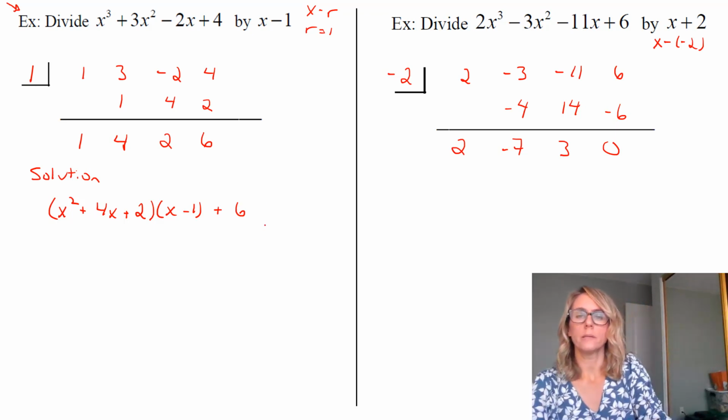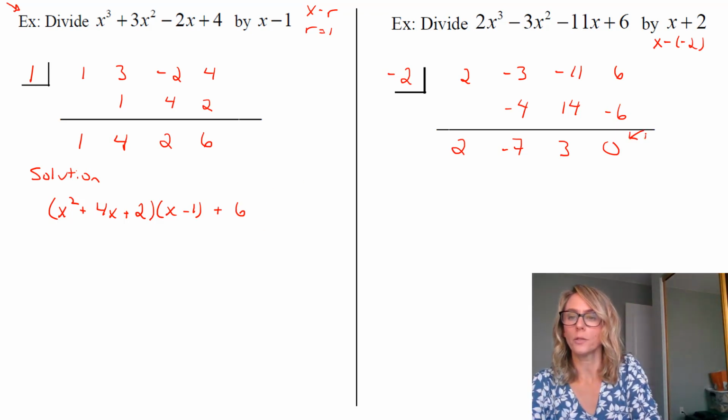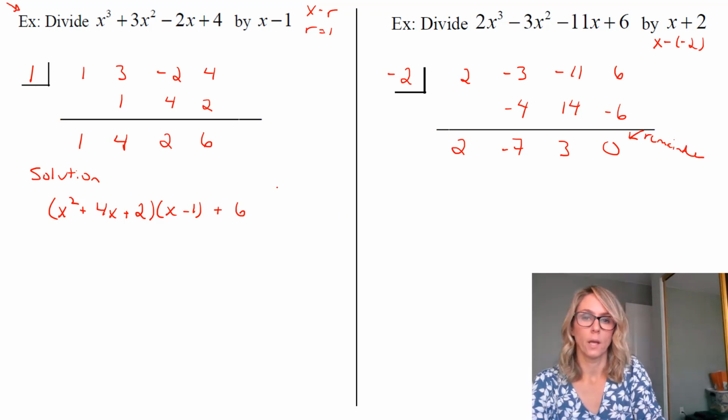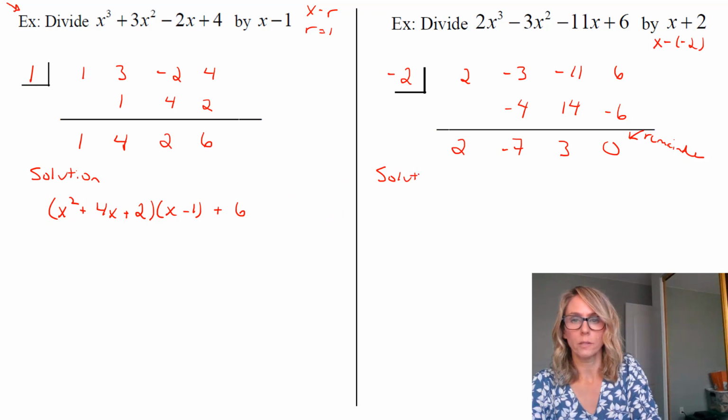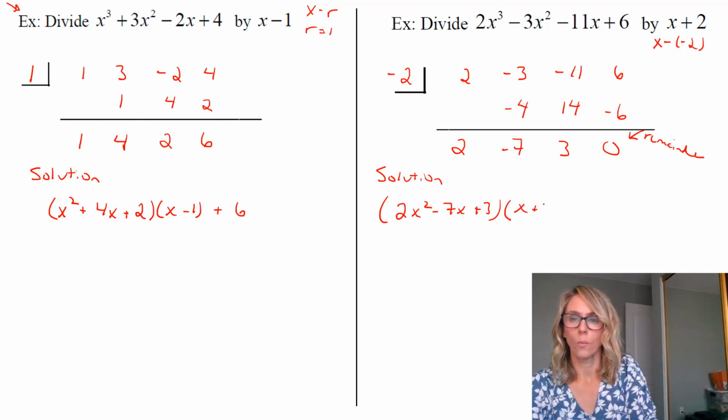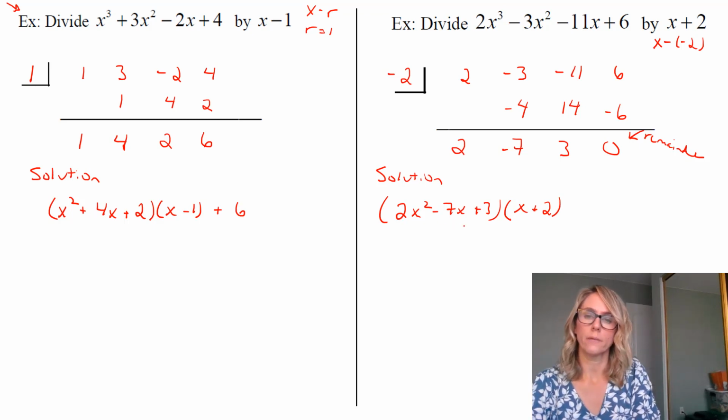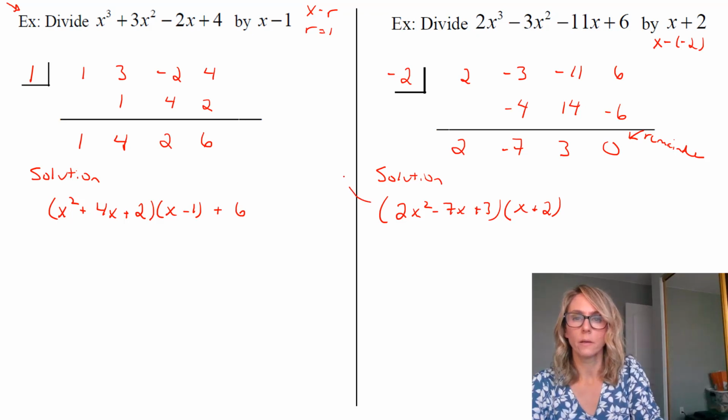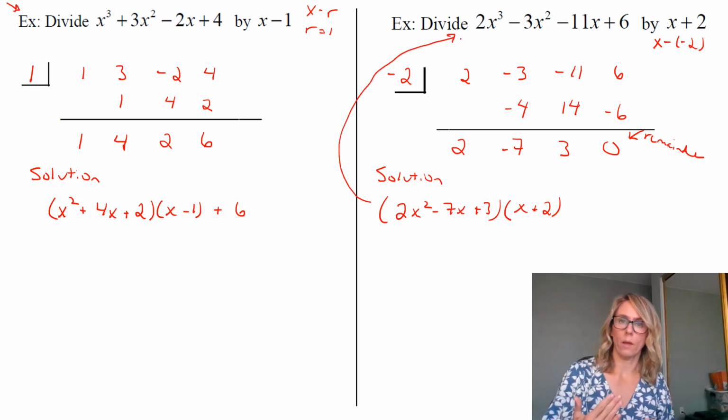Interesting. So this is an example where your remainder is 0. And what that means is that when you do this division, you end up with 2x squared minus 7x plus 3. That's what you get when you divide. And understand that what this is telling us is that x plus 2 times 2x squared minus 7x plus 3 is that thing we started with.